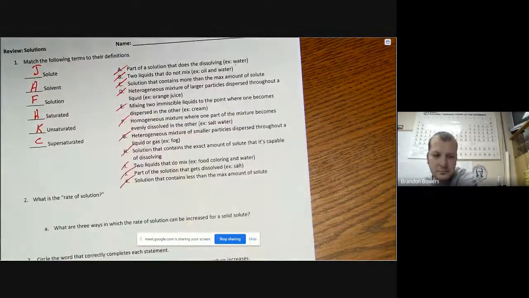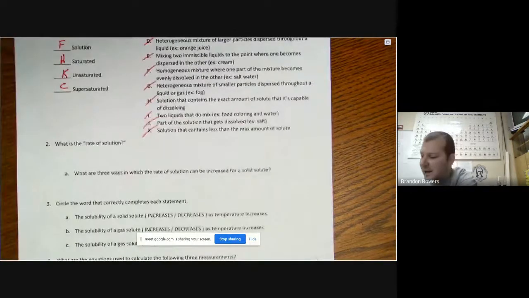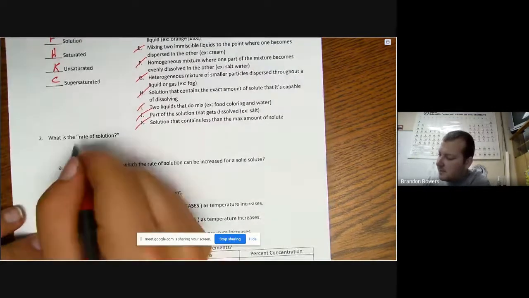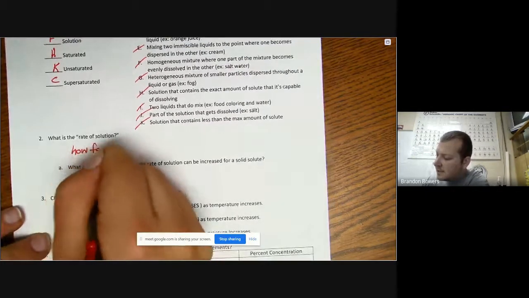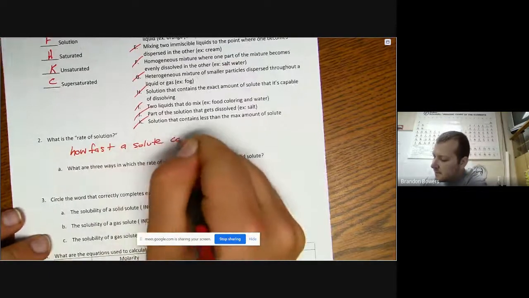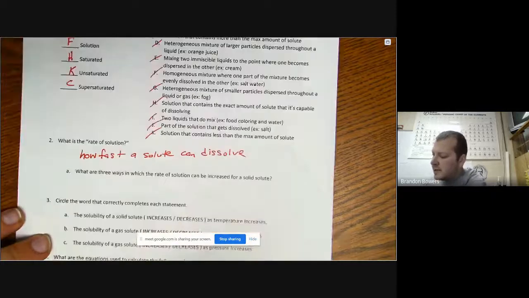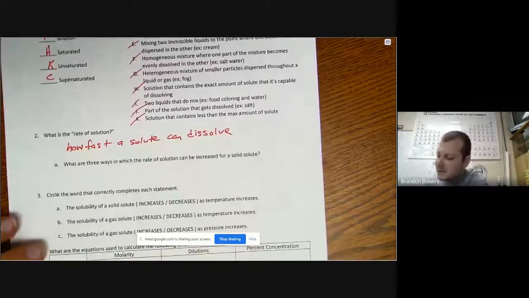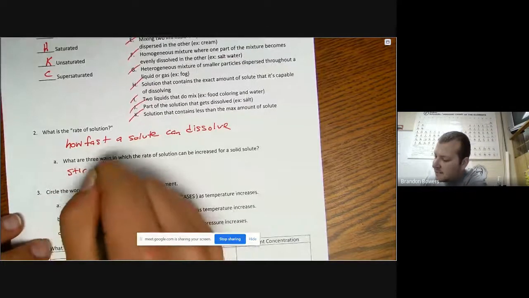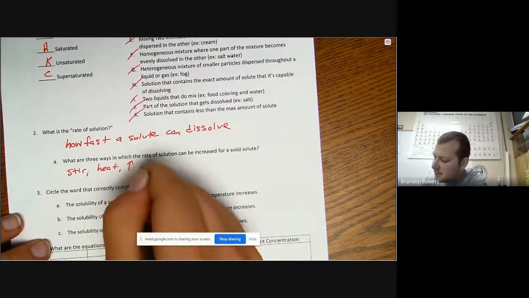Okay? The rate of solution, and you can pause the video at any time if you would like. What is the rate of solution? That is how fast a solute can dissolve. What are 3 ways in which the rate of solution can be increased? Stirring, adding heat, and increasing surface area.